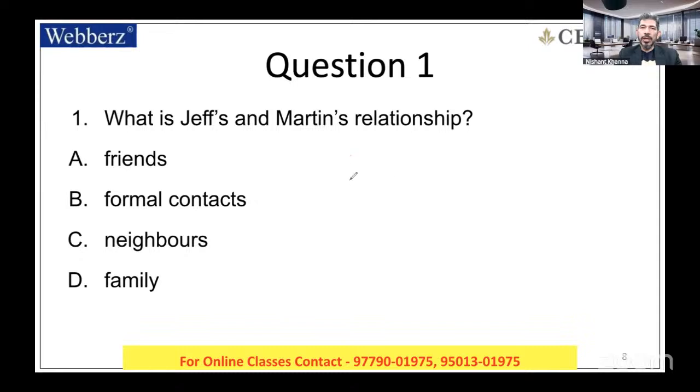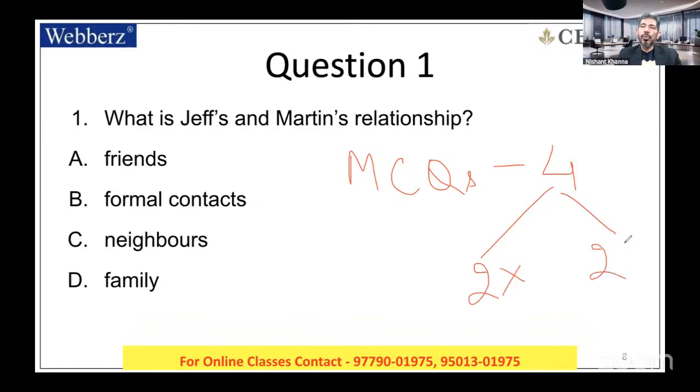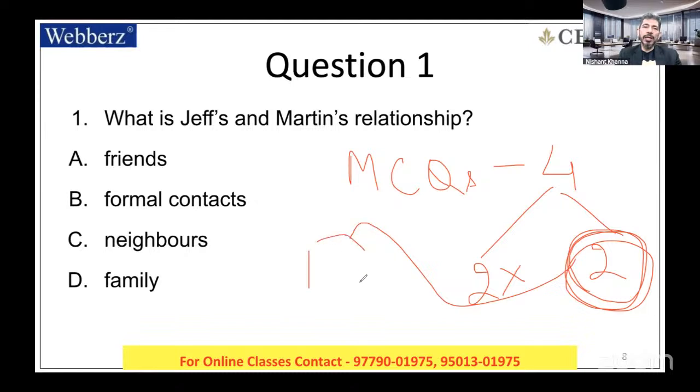Always remember one thing. In multiple choice questions, there will always be 4 choices. Out of these 4 choices, 2 choices will be absolutely wrong and 2 choices would be probable answers. I'm not saying they are the answers, they are the probable answers. Now, out of these 2, 1 is going to be wrong and 1 is going to be right. Now, we don't know which one is right or which one is wrong till we read the paragraph properly.